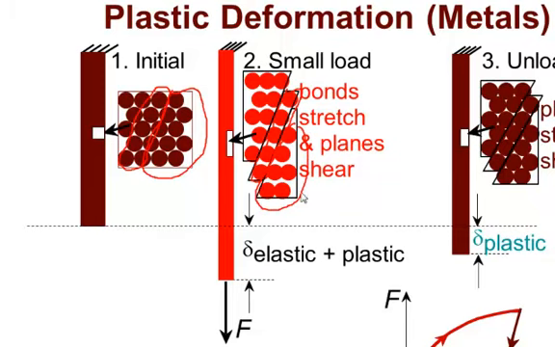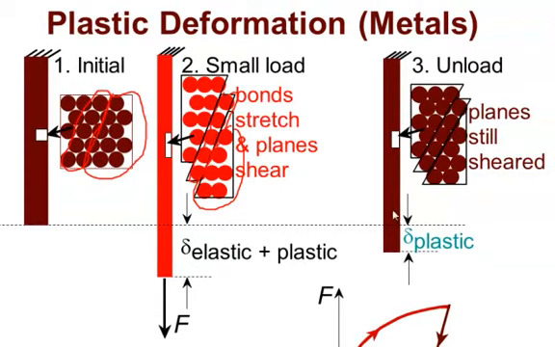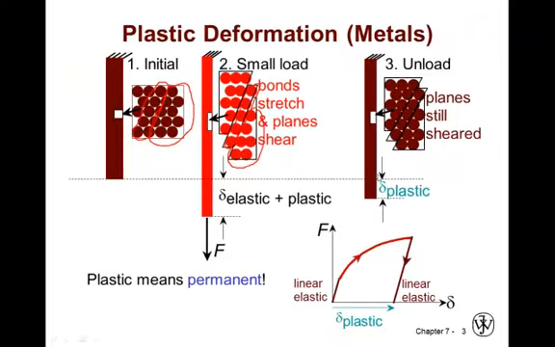So once we take the load back off, these planes have still sheared, and they're going to stay in that position. So there's a resulting deformation. That's plastic deformation. It's permanent. Now, in this situation, when the force is still on it, we have both elastic and plastic. When we take the load off, there is some residual deformation that's permanent.